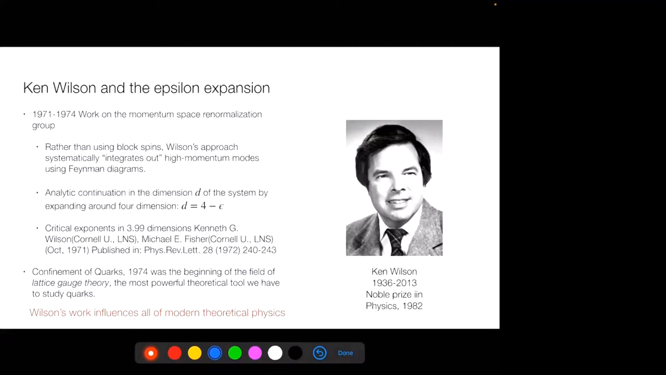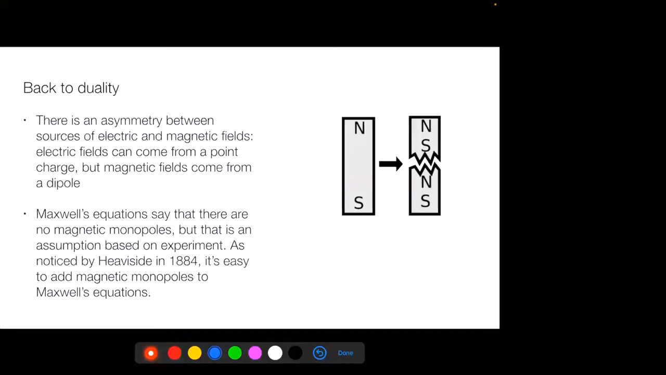Now, I just want to briefly go back to duality for a minute and finish up, okay? So if you look at Maxwell's equations and you think about electric and magnetic fields, there's an asymmetry between electric fields and magnetic fields, because we know that electric fields can come from point charges, but magnetic fields come from dipole magnets, right? They have a north pole and a south pole, like a compass. And if you try to take a magnet and break off the north and south pole into two parts, you don't end up with a north magnetic pole and a south magnetic pole separately.